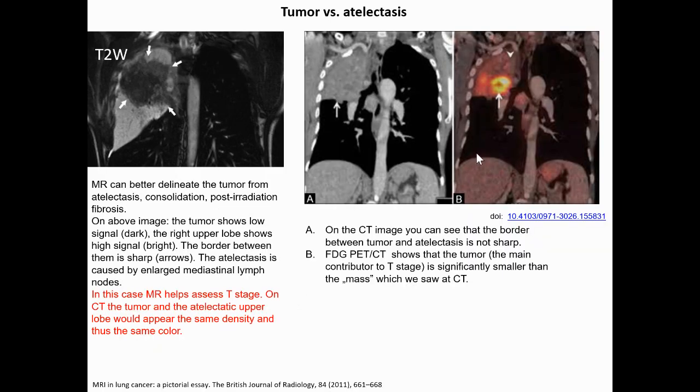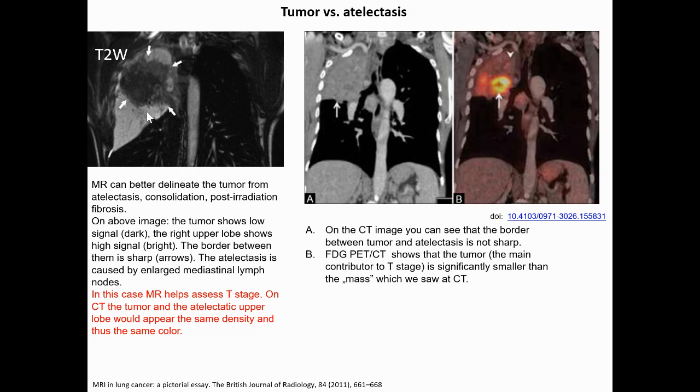Now, another problem with CT, as you have seen before, is when you have an atelectasis and an endobronchial tumor, then they cannot be told apart, so you cannot measure the primary cancer. In these cases, FDG PET can help us, because then atelectasis wouldn't take up the FDG. However, the tumor would show up nice and bright.